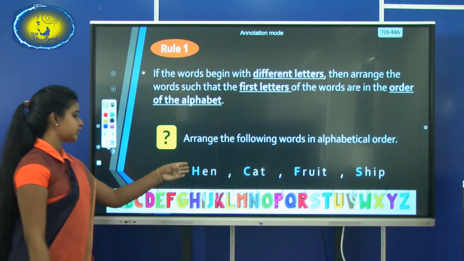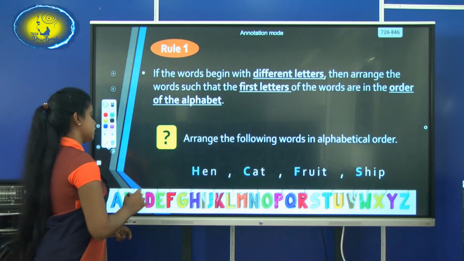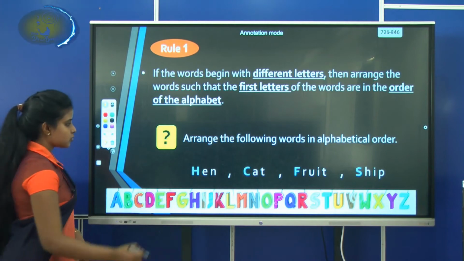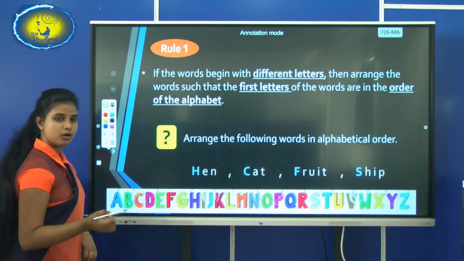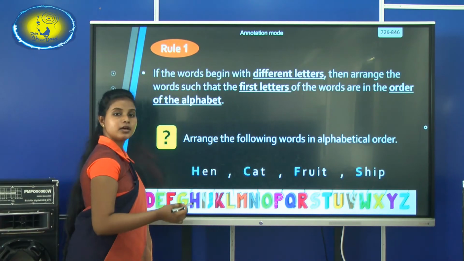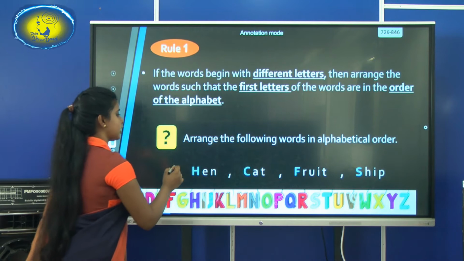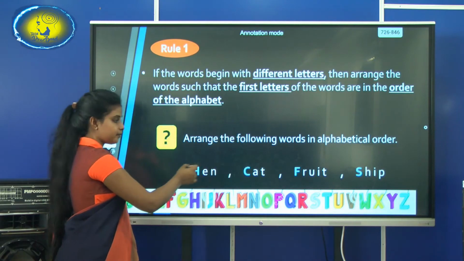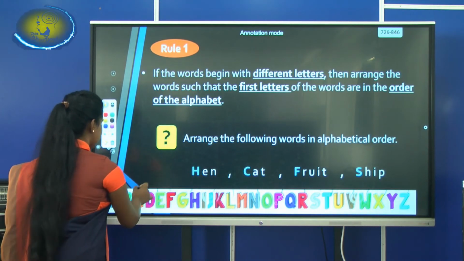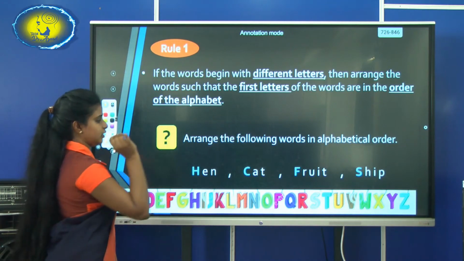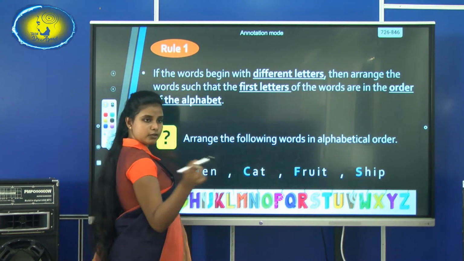So, normally in our alphabet we have letters A to Z. What is the first letter? A. So, can you find any word that begins with A here, children? No, there is no word that begins with the letter A, isn't it? Then B. The second letter is B. Can you find any word that begins with B here? No, there is no word that begins with B. Next, C. So, children, can you find any word that begins with the letter C here? Yes.